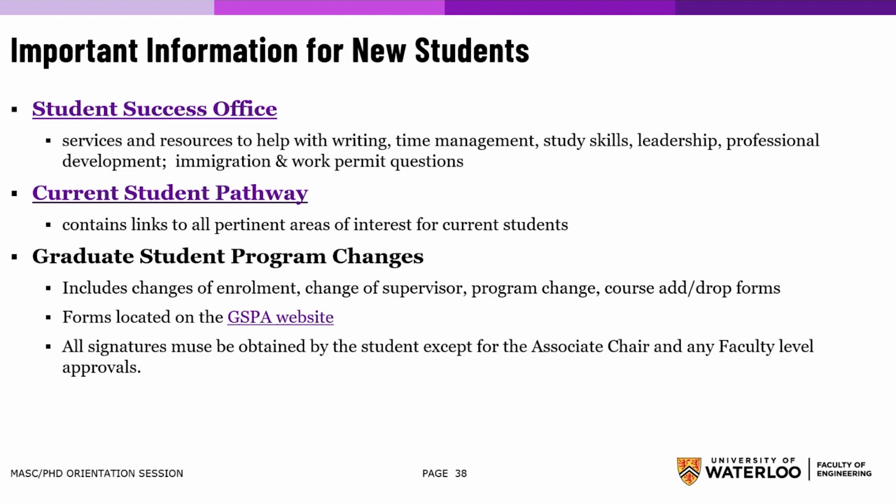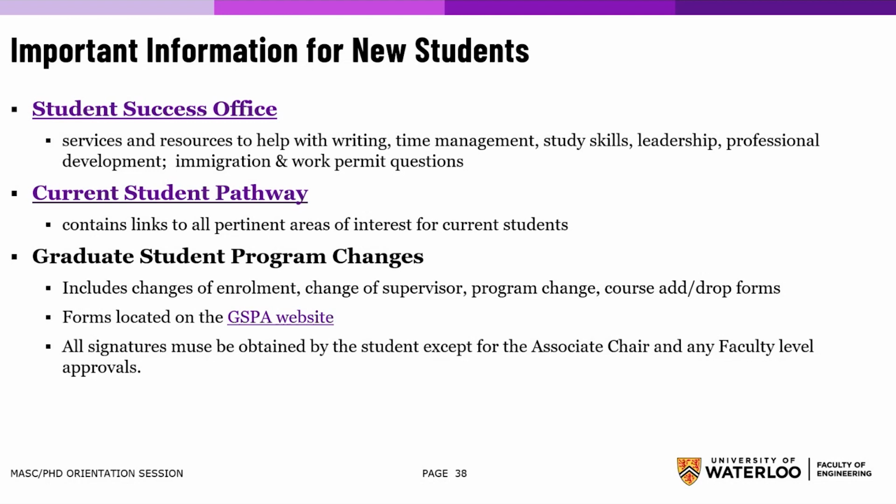Current Student Pathways is a web page off the university's main web page for students. It's got links to everything you could possibly need as a student. I recommend you check it out simply to see, there might be things there that you didn't even know were there. So a great opportunity to check some stuff out there.